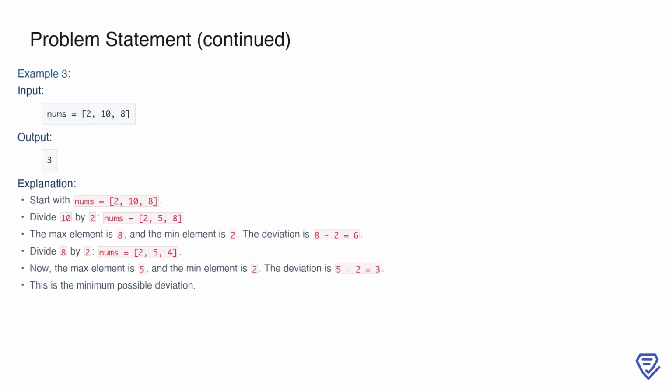Let's consider one more example. Suppose the input array is 2, 10, 8. First, you divide the number 10 by 2, which updates the array to 2, 5, 8. Here, the maximum element is 8, and the minimum is 2, giving a deviation of 8 minus 2, which equals 6. Next, you divide the number 8 by 2, resulting in 2, 5, 4. Now, the maximum element is 5, and the minimum is 2, so the deviation is 5 minus 2, which equals 3. This is the smallest possible deviation for this input.